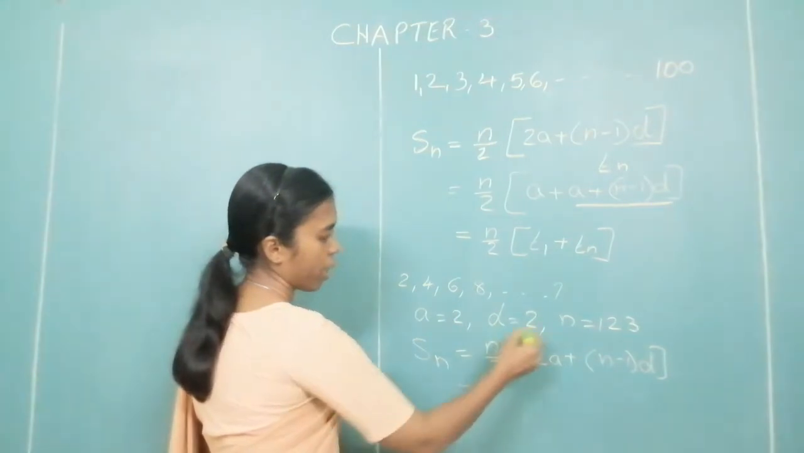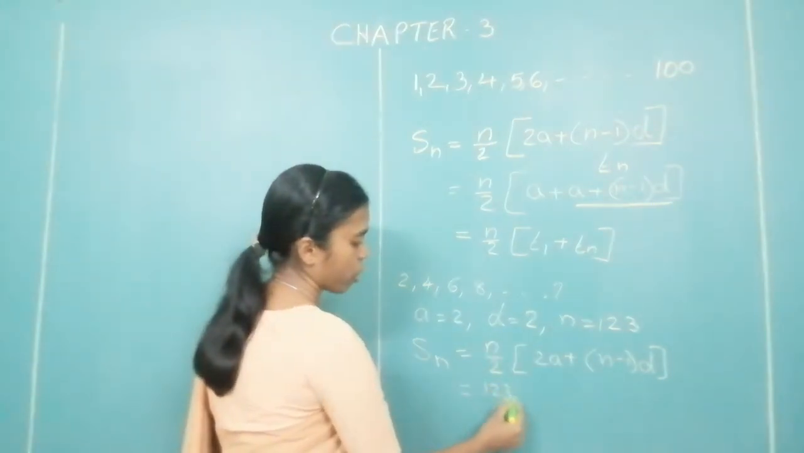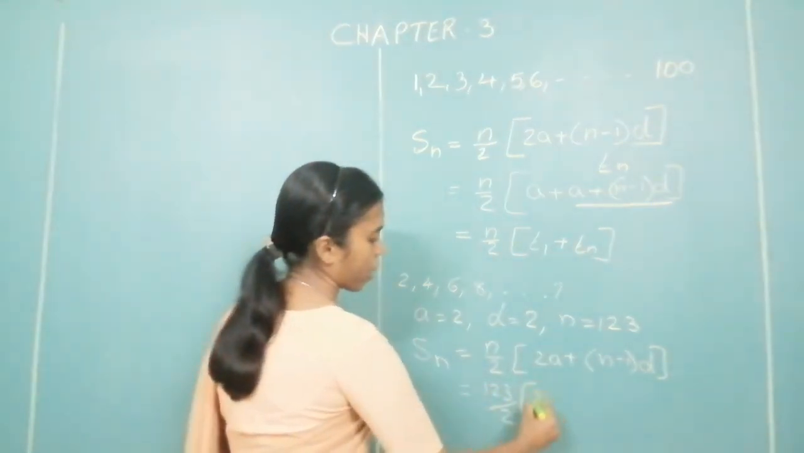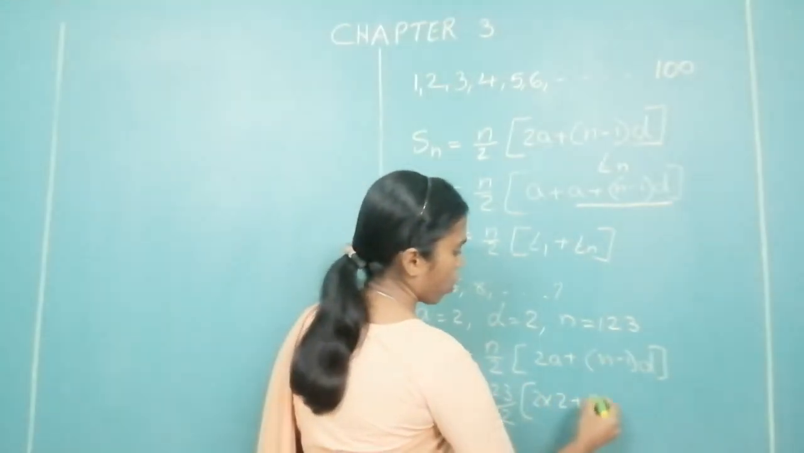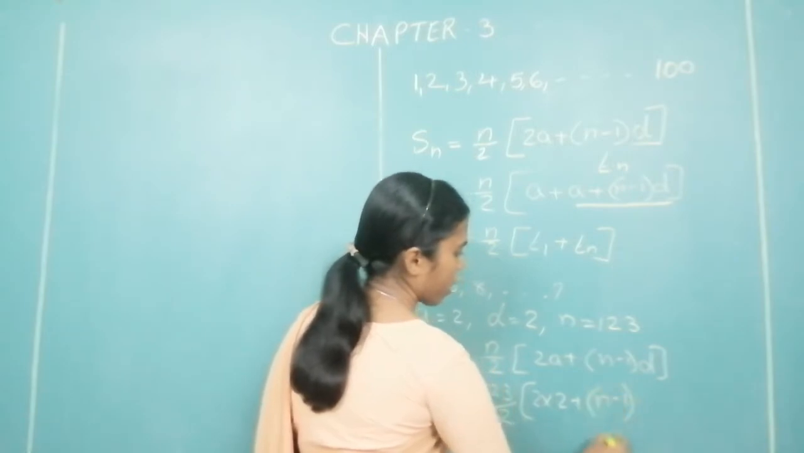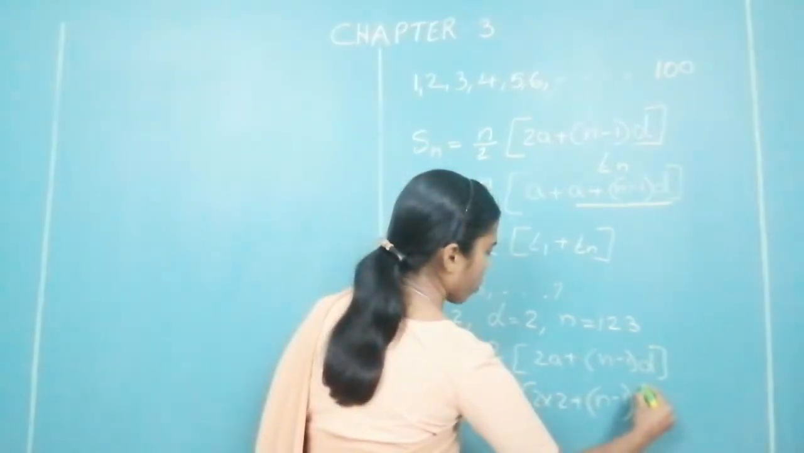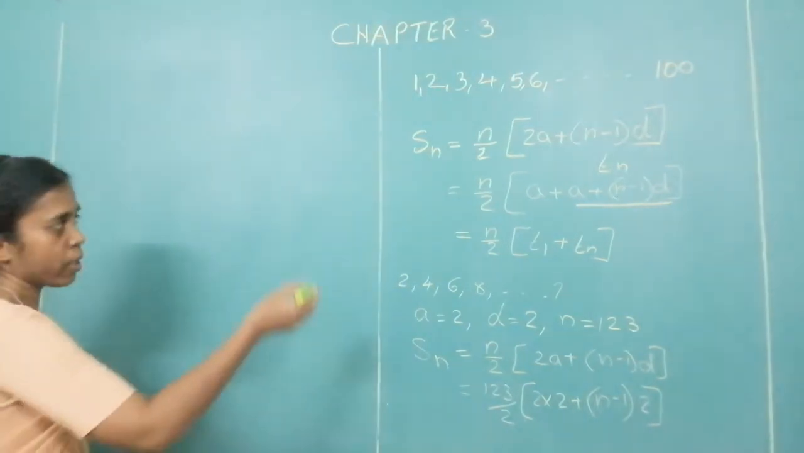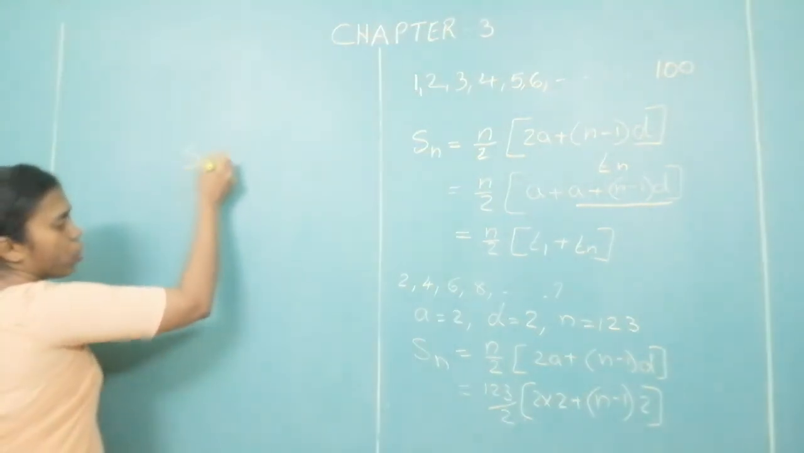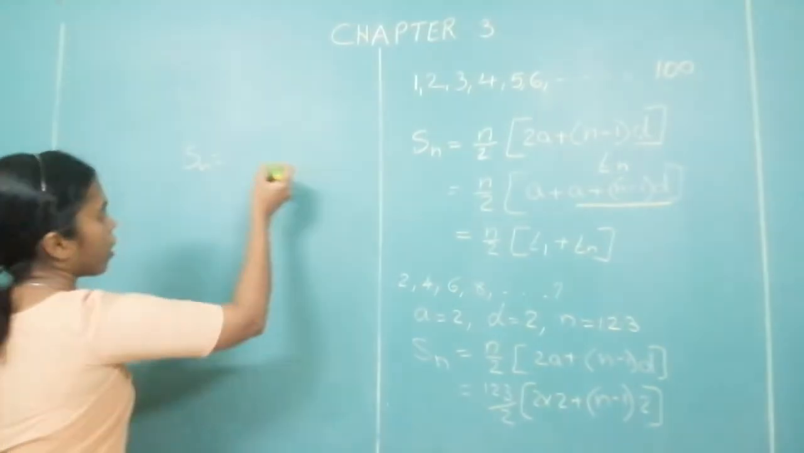Substitute the value. n is given to you, 123 upon 2. Bracket 2 into, what is your a? 2 plus, you don't know n minus 1, so you write n minus 1 as it is. d is 2. How will you solve it? Sn is equal to 123 upon 2.